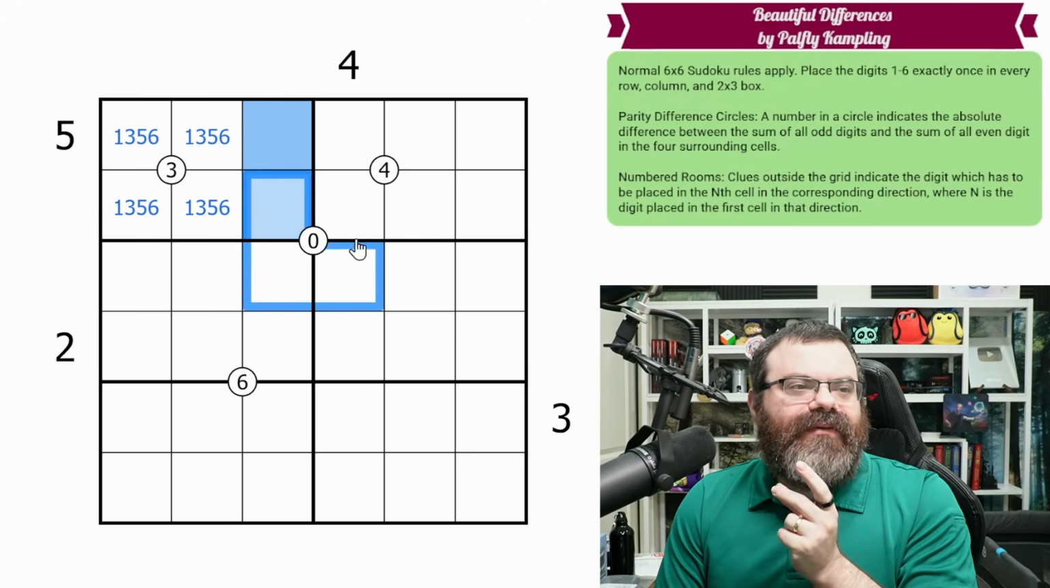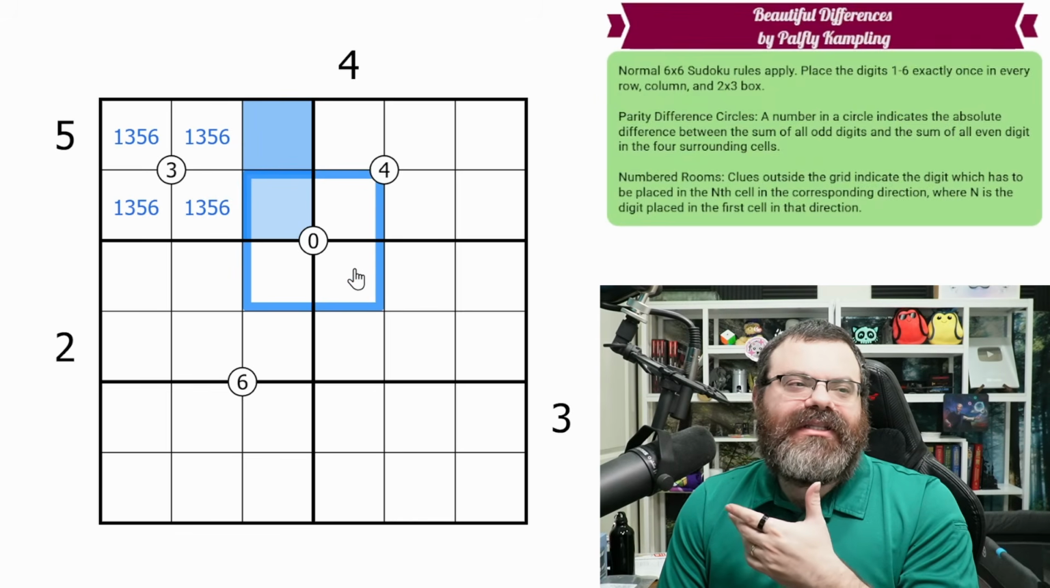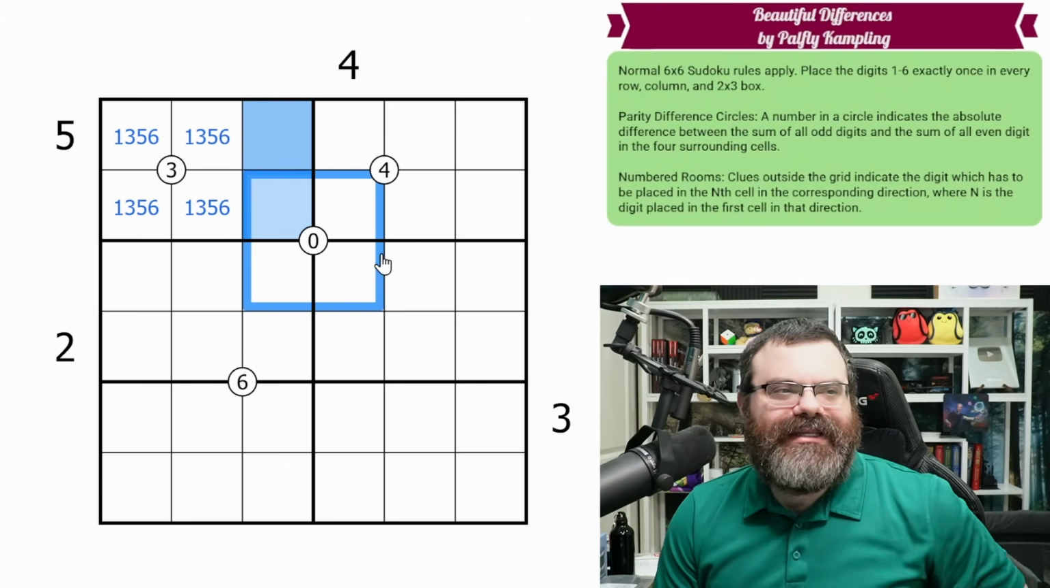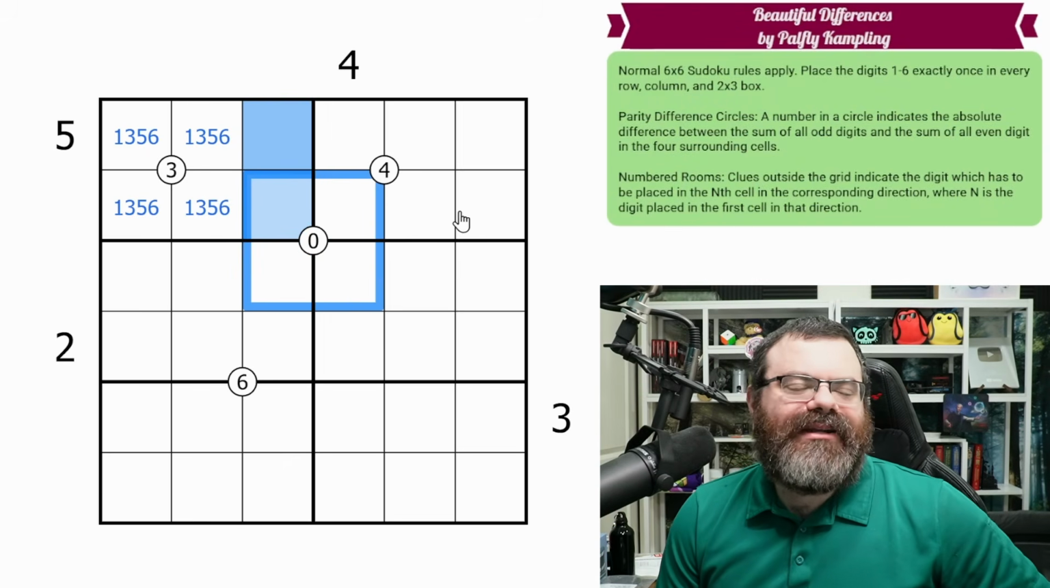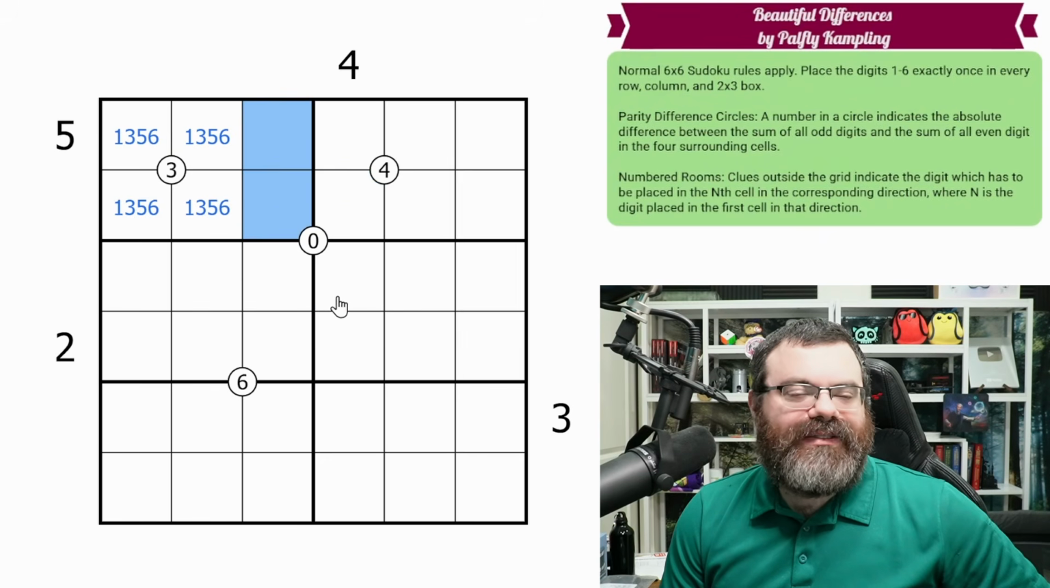Okay. For the 0, I'm going to need an even minus an even. And obviously I can't have only evens. Even though I can repeat digits, only evens doesn't work here because then it would sum to more than 0. So I need 2 evens and 2 odds.